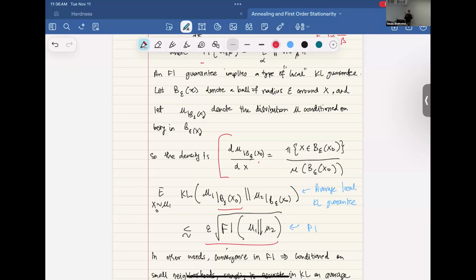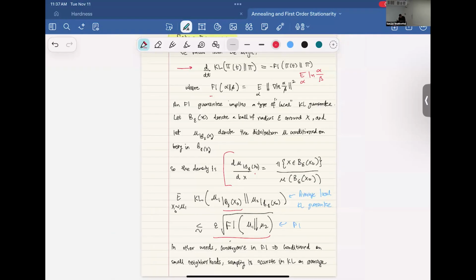The Fisher divergence being small basically says that you may get long-term, global mode weights and things like that wrong, but if you look only locally at any given point, you're sampling about correctly, conditioned on being close to some specific point. On average, you're sampling correctly in KL. This is what the Fisher divergence says.